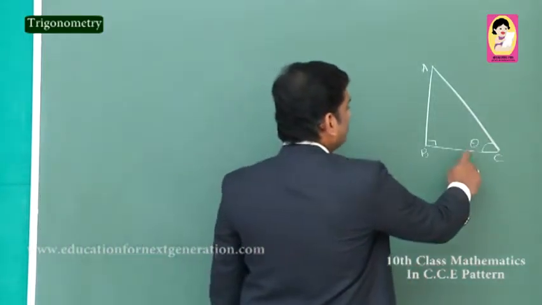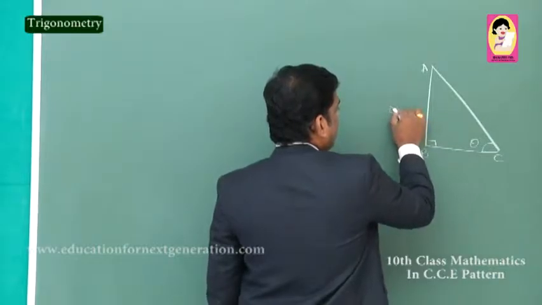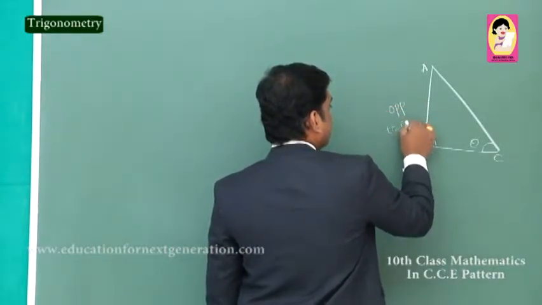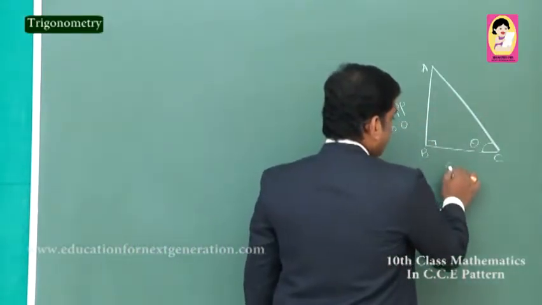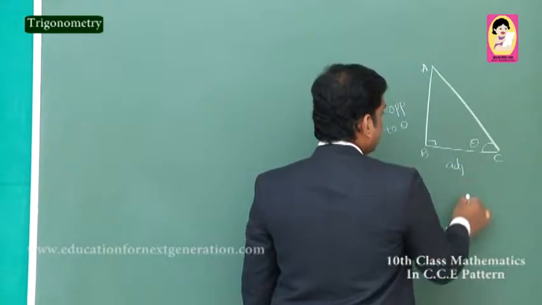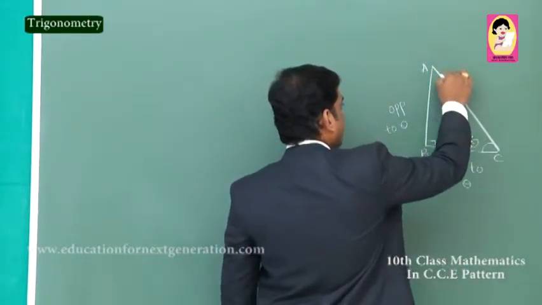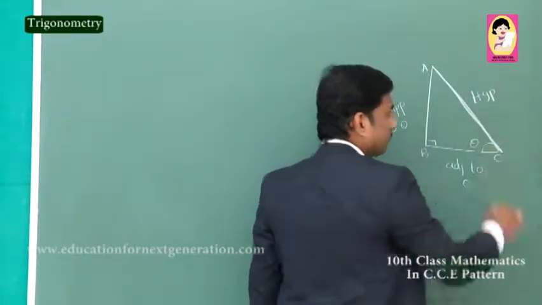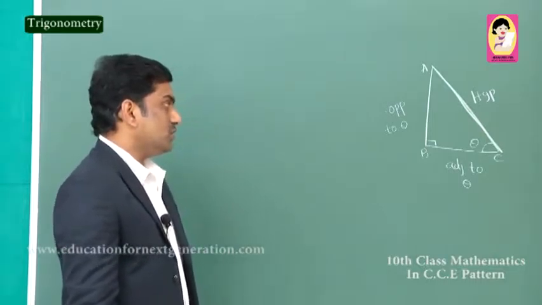According to theta, here AB becomes the opposite side to theta, and BC becomes the adjacent side to theta. And as we know, in a right angle triangle, the greatest side is the hypotenuse.